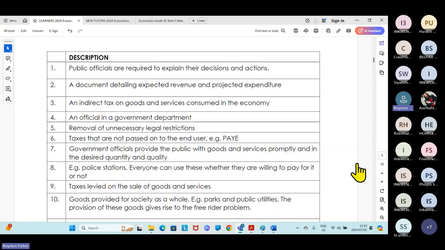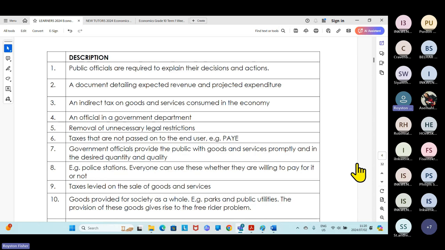teachers, when you post your answers in the chat, could you number them as well? Because then that's going to make it easier. Number three, an indirect tax on goods and services consumed in the economy, and most of you have already mentioned it, and that is value-added tax, also known as VAT. So thank you, St. Andrews, Robinvale, hi, Bahai, Santa Kalai, Inkosi, hi. I hope that I'm pronouncing your school correctly. Yeah, so we are still busy with number three.